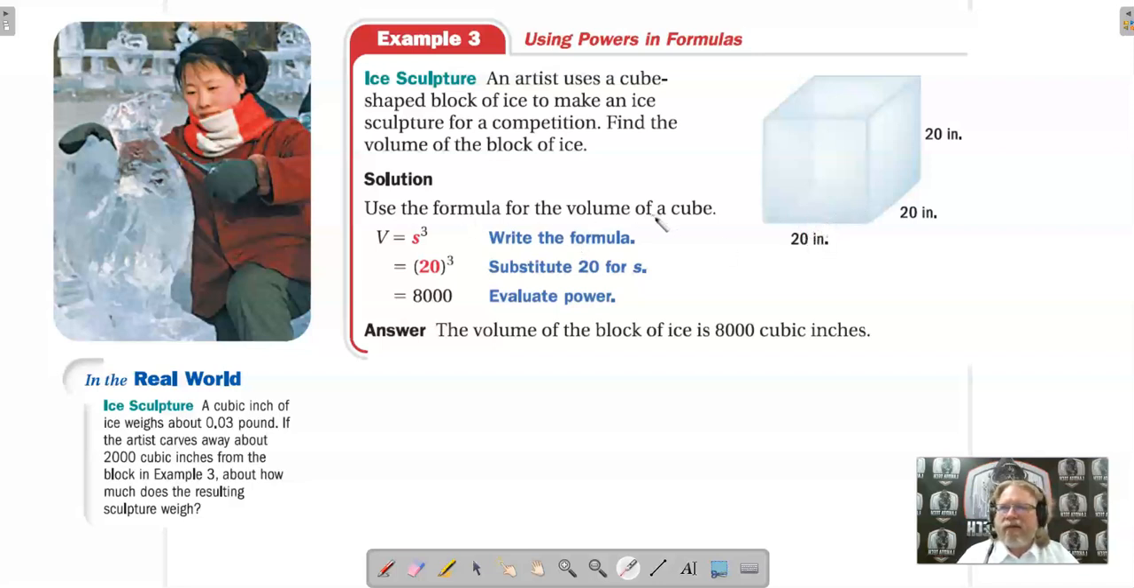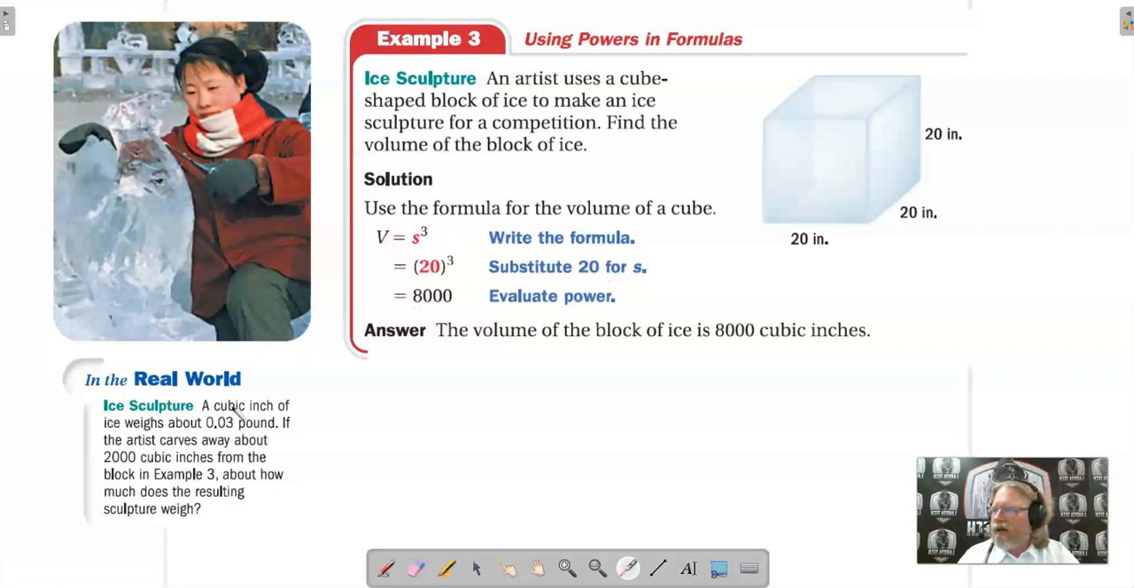So use the formula for the volume of a cube. V equals S squared. Well, we're going to substitute in that 20 and square it, and we get 8,000. So the volume of this cube is 8,000. 8,000 what? 8,000 cubic inches. It's in inches, and since it's volume, it's cubic. So just like we had S cubed. Notice cubic, we use the word cube there, S cubed.